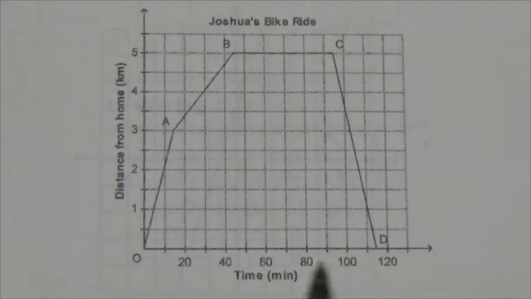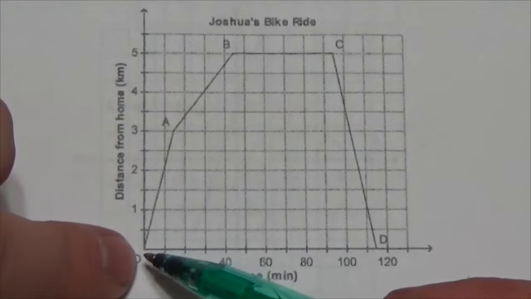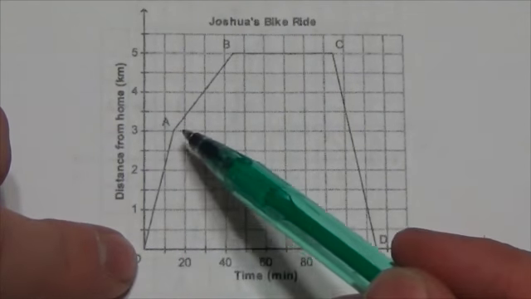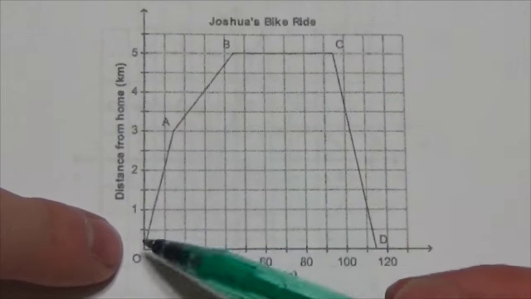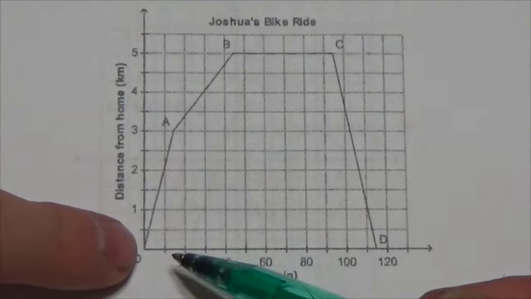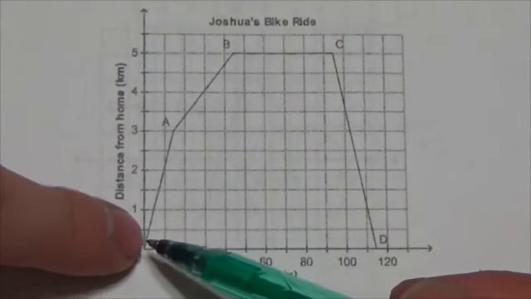Notice as time goes along that distance is increasing. From the origin to point A, the distance is increasing. It's quite steep here. So distance increases with time. Think of that as speed. That very likely represents bike riding.